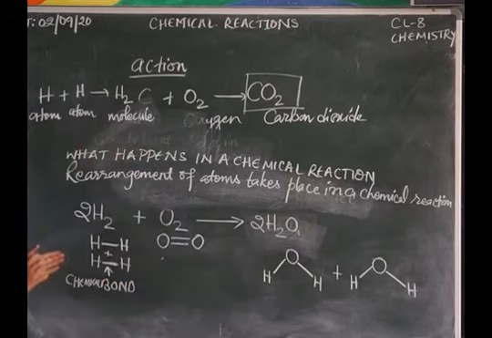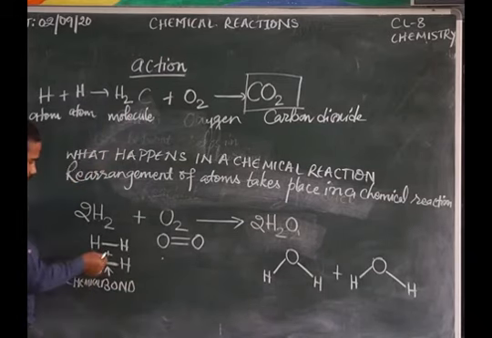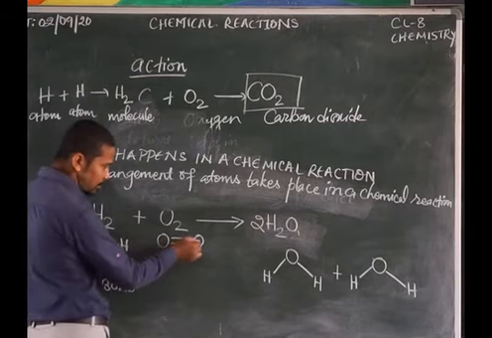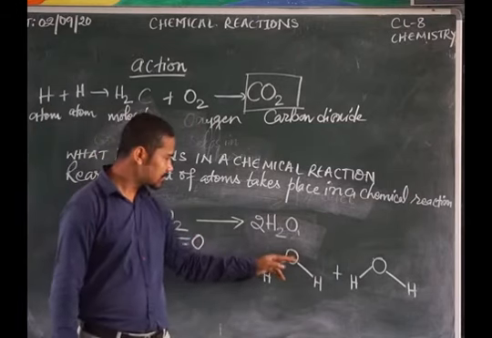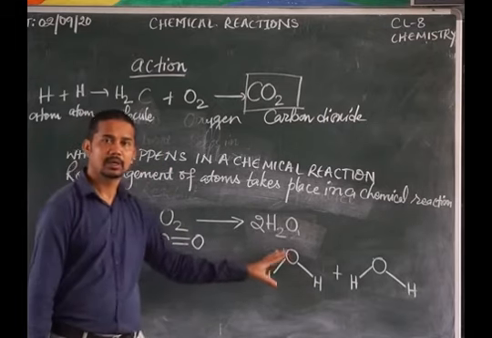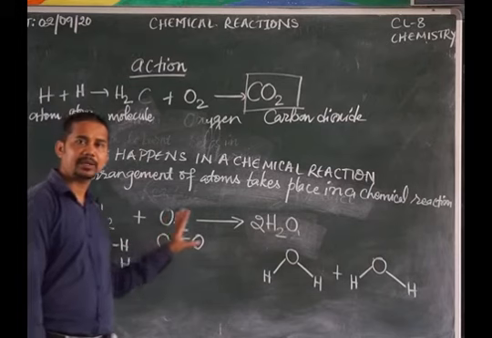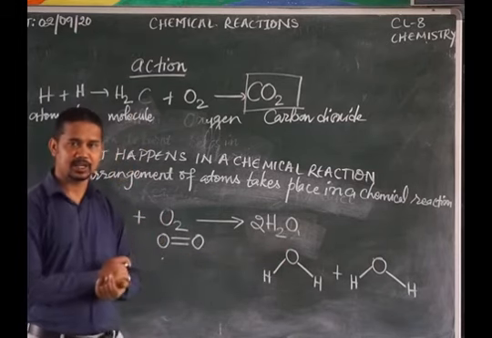Okay, so what happens in a chemical reaction is, here hydrogen is linked to hydrogen. Here oxygen is linked to oxygen. But what you can see here? Oxygen is linked to hydrogen. Just different from this. Atoms are same. But only the arrangement has changed.